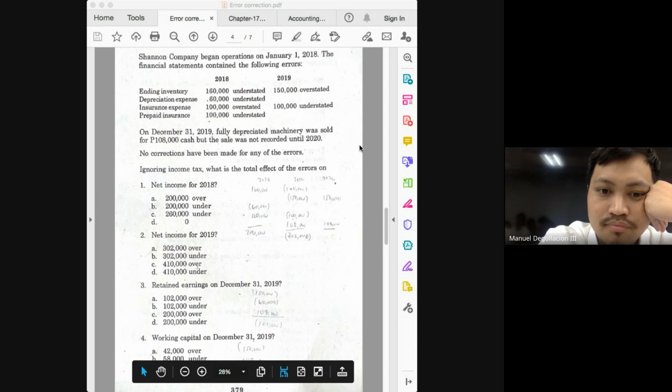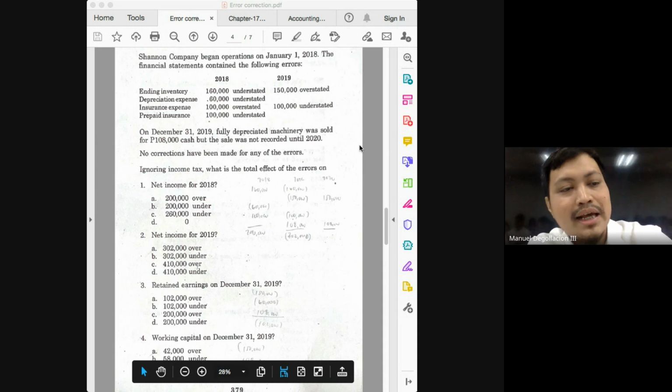Number 3, retained earnings. We're only asked for 2019, so this would be cumulative. What would be the cumulative effect of the misstatements in our net income in 2018 and 2019? What was the misstatement in 2018, class? Understated by 200. And what was the misstatement in 2019? 302,000 over. So the net effect would be 102,000 overstated.